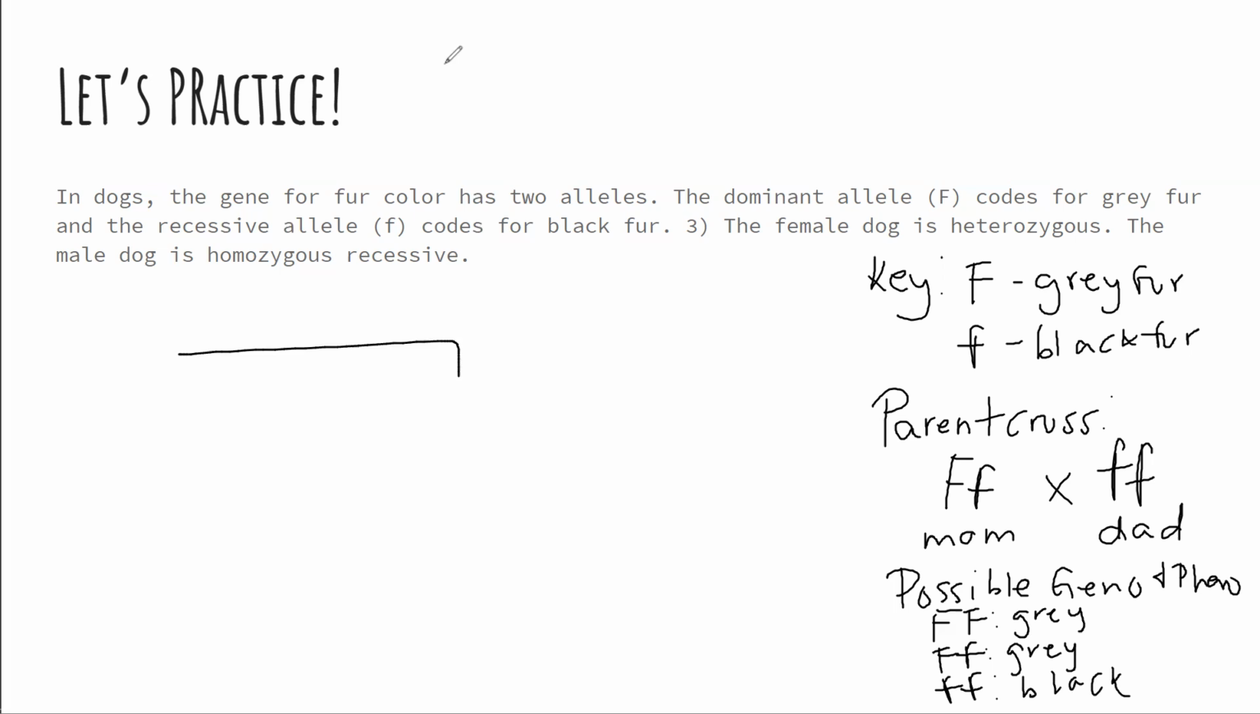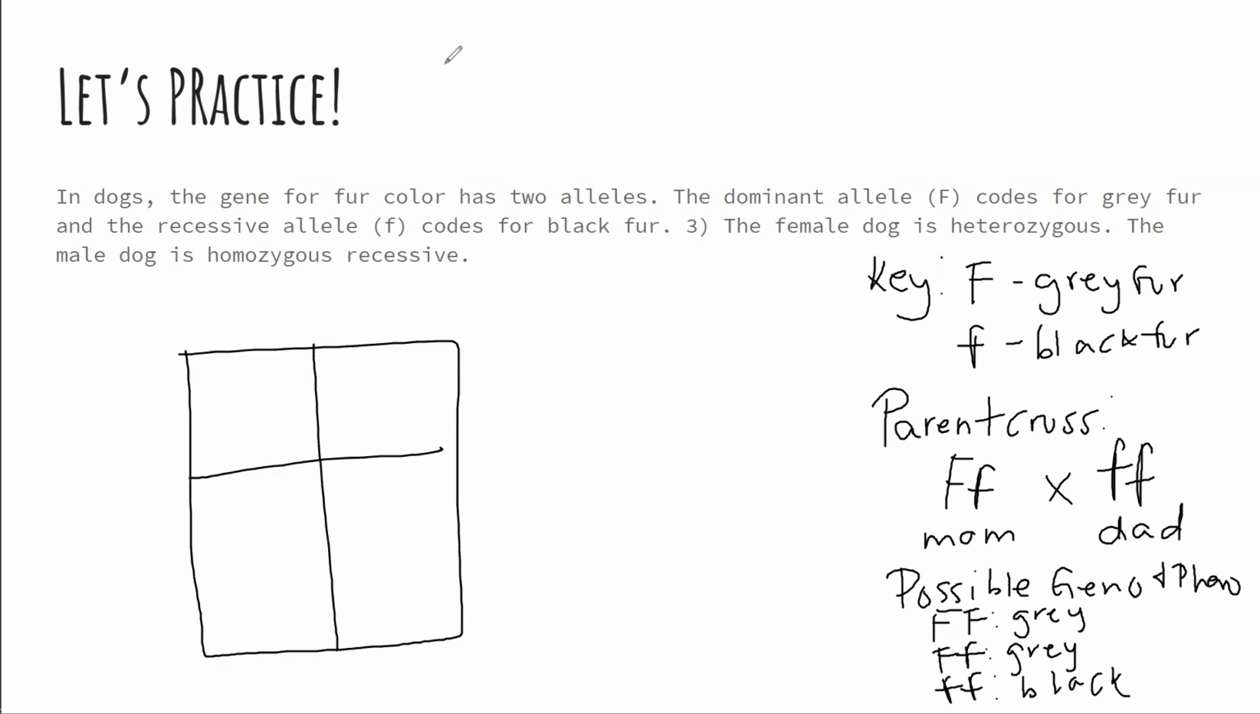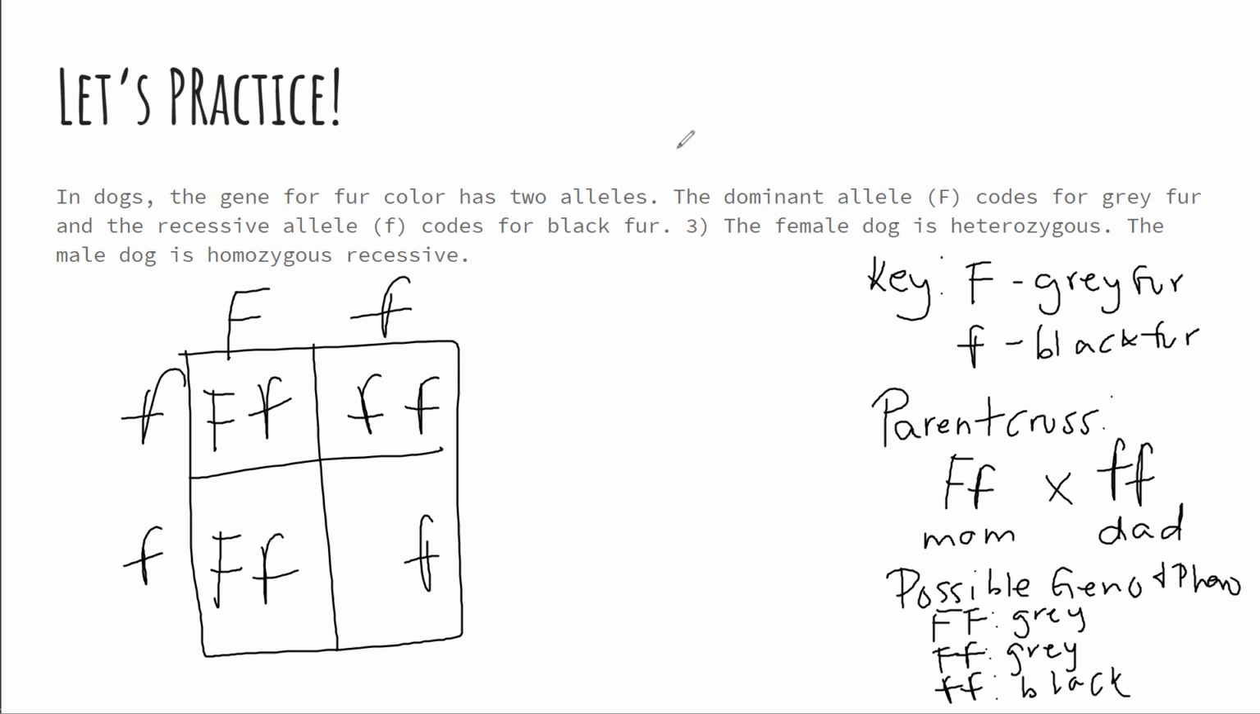Good. Let's do our square. How do we do our square? We put our first parent at the top and our second parent on the left side. Then you bring your top parent's alleles down. Notice I put the lowercase letter to the far right because they always come last. And then I bring my second parent's alleles over. And there we have it. We're almost done. Let's do our genotypic and phenotypic ratios.